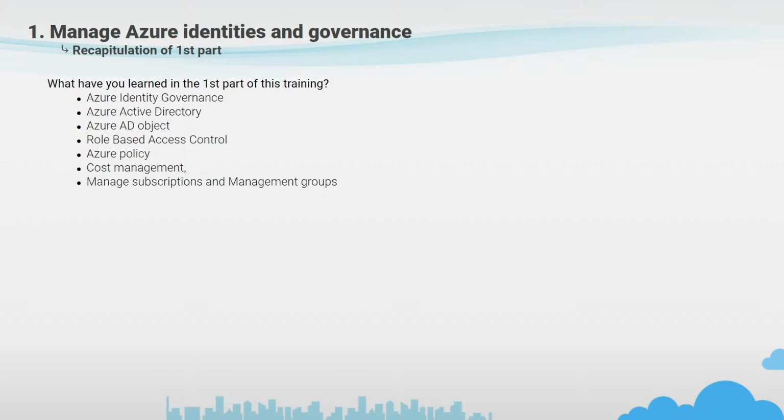Well, this is the end of the first part of this training. I would like to recap what you have learned until now. Basically, you have become familiar with Azure Identity Governance. We have discussed Azure Active Directory, what benefits this service has, licensing, and working with Azure AD objects like users and security groups. You have learned about Azure Policy, role-based access control, cost management control, and how to manage subscriptions and management groups.